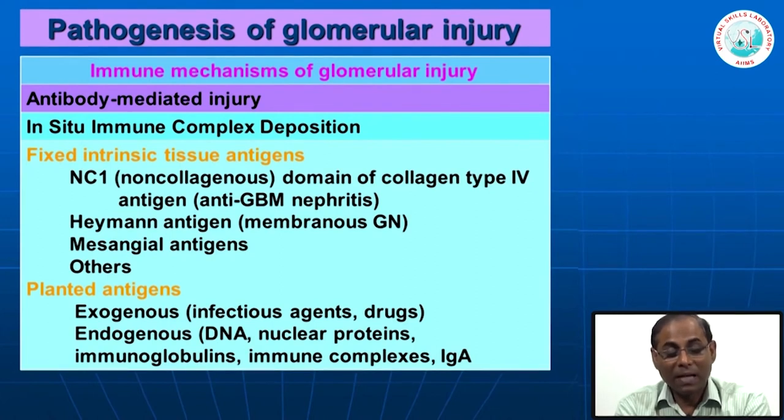Now, there may be a messenger antigen, and recently we have described the phospholipase A2 receptor antigen and the antibody against it, which is very important for the pathogenesis of membranous glomerulonephritis. There may also be planted antigens, like exogenous infectious agents and drugs, like hepatitis B viral infection. You can have hepatitis B viral antigen planted in the glomerular capillary wall, which can lead even to membranous glomerulonephritis. Endogenous antigens may be there, like DNA and nuclear proteins. This we see in systemic lupus erythematosus. We will see that in glomerulonephritis associated with systemic diseases, where anti-DNA antibody and other things can be deposited.